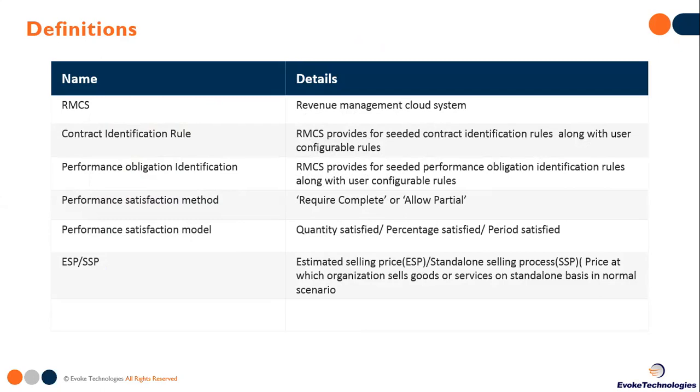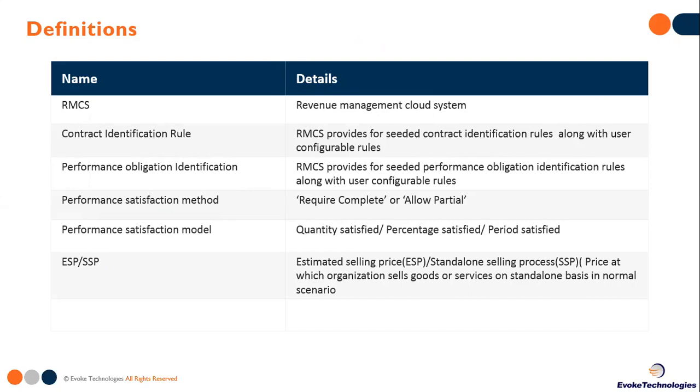So basically in RMCS, the contract needs to be identified and performance obligations forming part of the contract need to be identified. RMCS provides certain seeded contract identification rules through which a contract can be identified, and similarly for performance obligation identification. However, it also provides user configurable rules wherein we can configure and identify the contracts and the performance obligations.